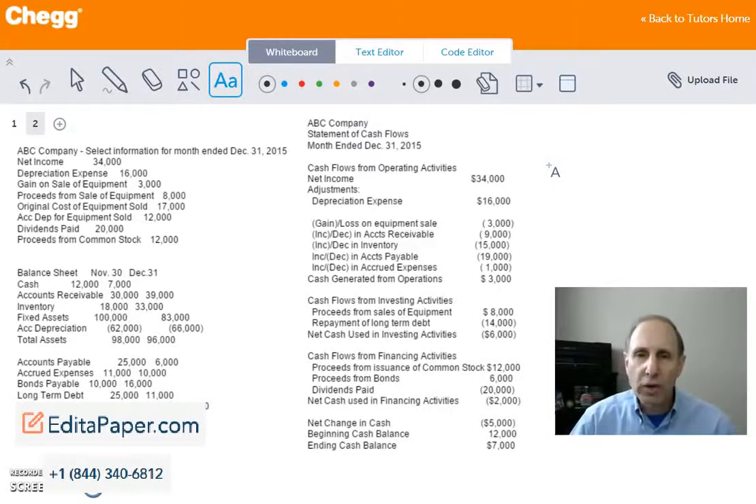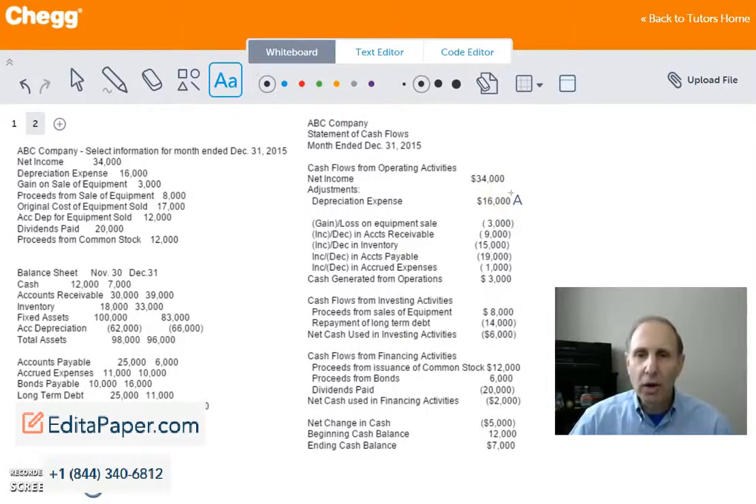So first we start with net income, which we were told was $34,000 for the month. Now to that, we're going to make certain adjustments to reconcile the cash flow from net income to the cash generated from operations. The first item is depreciation expense. That's a non-cash item, which was used to calculate net income, but for cash purposes, we're going to add it back to net income. So we have depreciation expense of $16,000 that we're adding back.